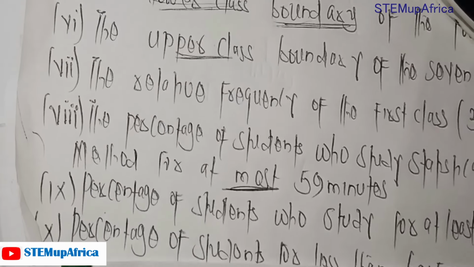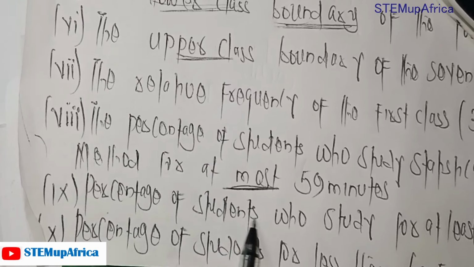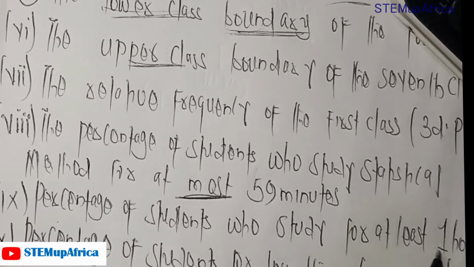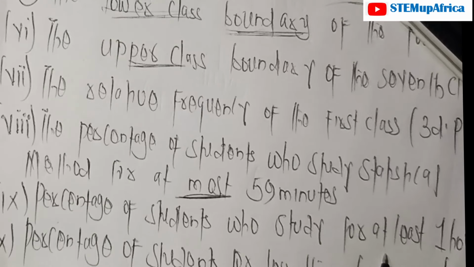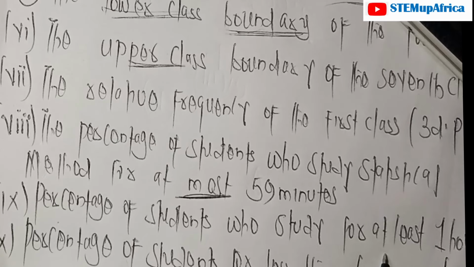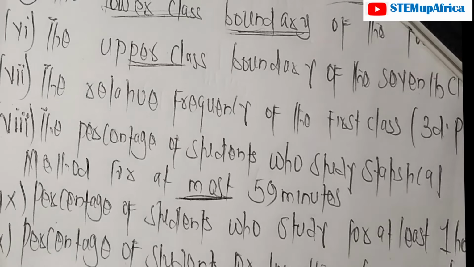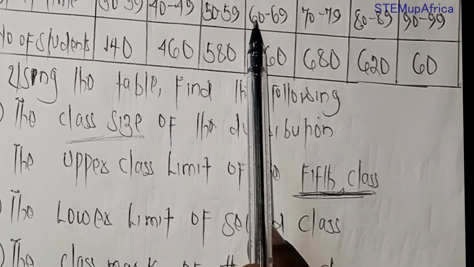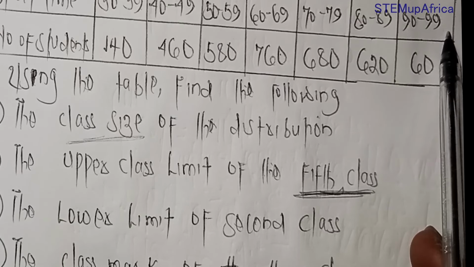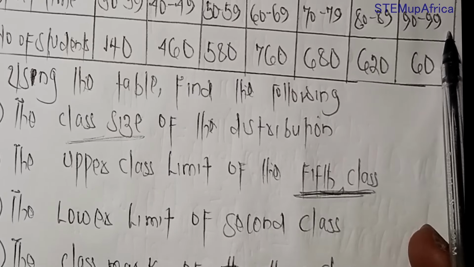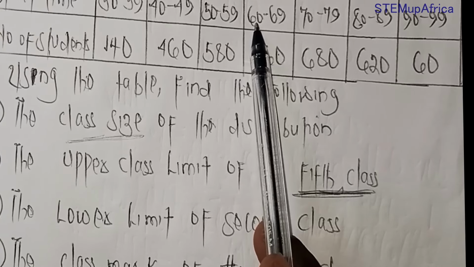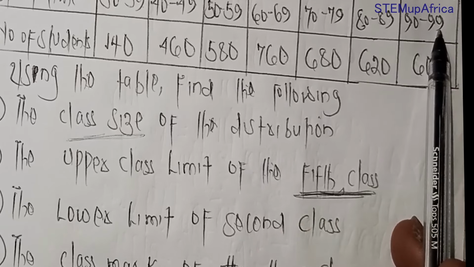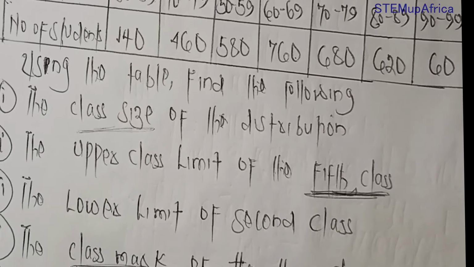So, question 9: percent of students who study for at least 1 hour. At least means from the minimum time of 1 hour to the end. 1 hour is equivalent to 60 minutes. So at least 1 hour means from 60 minutes to 99 minutes. I'll calculate the number of students who read from 60 minutes to 99 minutes.